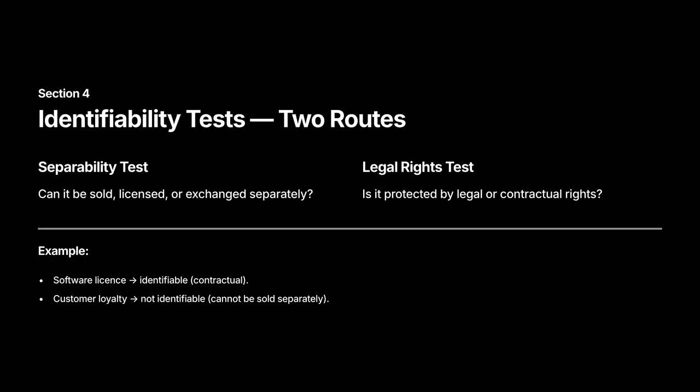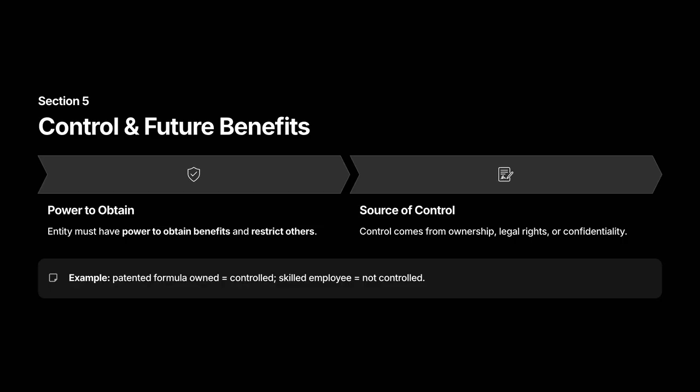The legal rights test. Does the asset arise from legal or contractual rights, regardless of whether it can be sold separately? For instance, patent rights or franchise agreements pass this test. Something like customer loyalty or employee skill, however, fails both tests because they can't be sold or controlled legally.